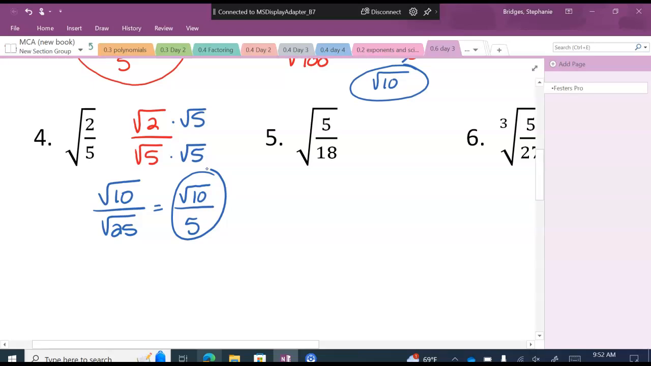Multiplying it and showing the 25 is me just showing it, if you know that it's going to be 5.